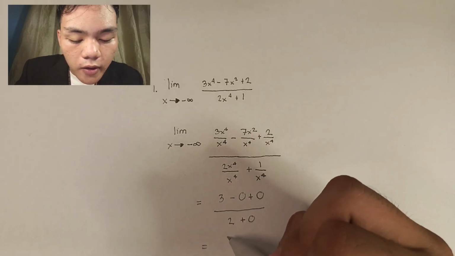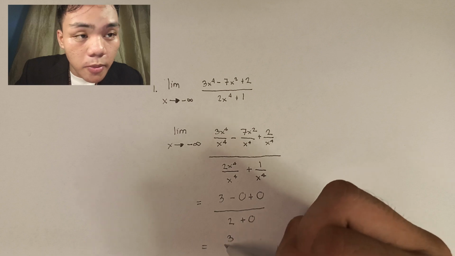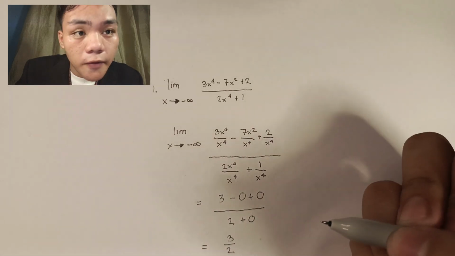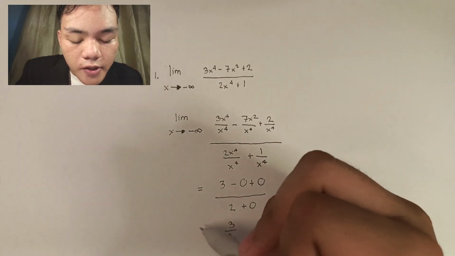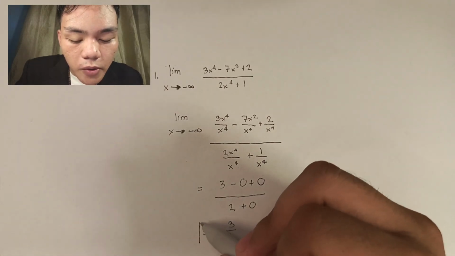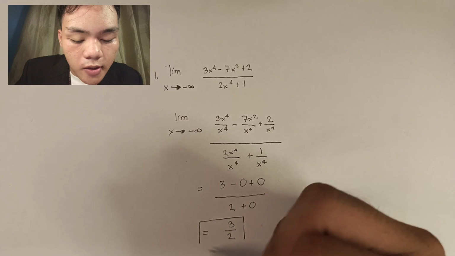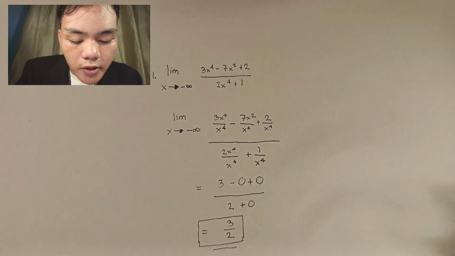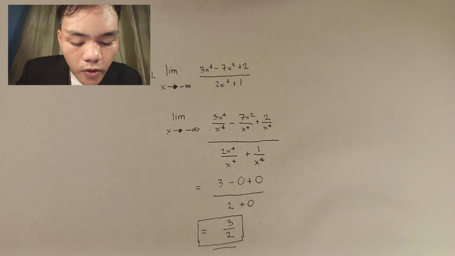And in the denominator part, we have 2x to the power of 4 over x to the power of 4. They have the same degree, so we'll use the 2. So 2 plus 1 over x to the power of 4 is equal to 0. So we'll have an answer of 3 over 2.